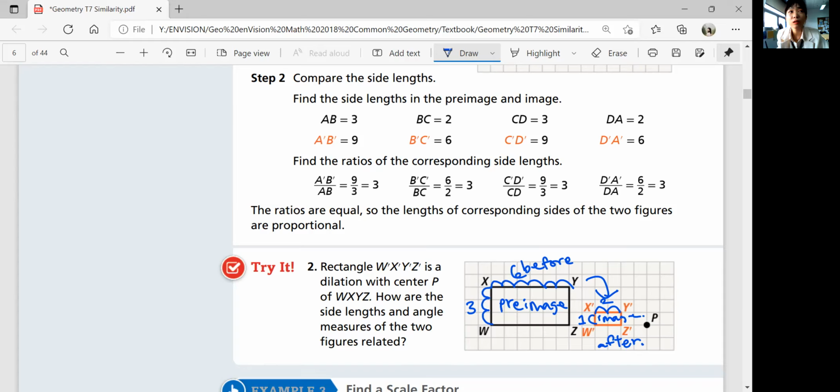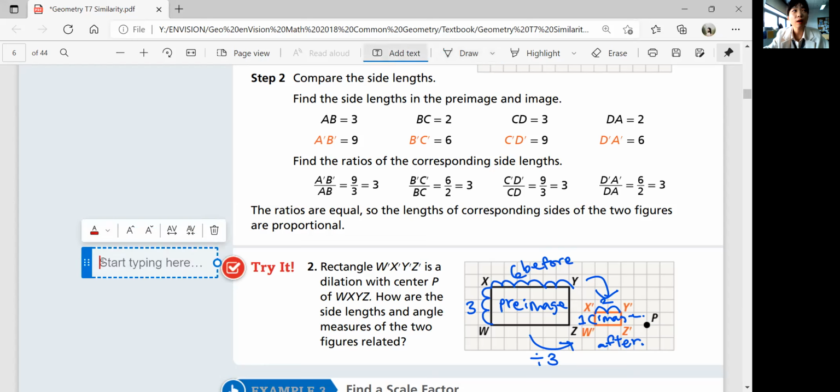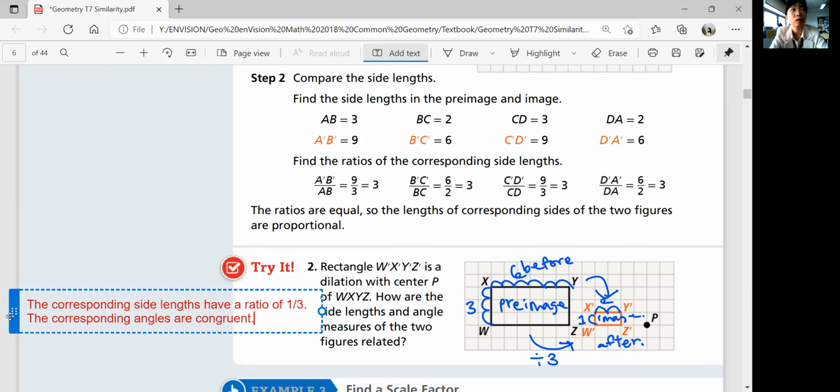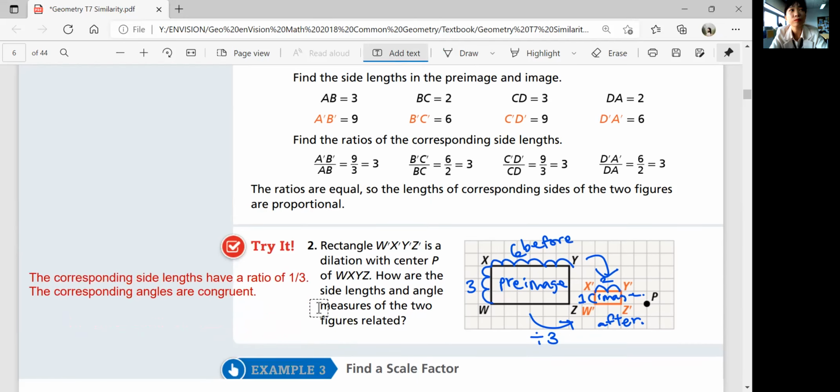So from 6 to 2 and 3 to 1, what happened? What is your scale factor? Are you multiplying by 3 or are you dividing by 3? You're dividing by 3. So what can you say? How are they related? The corresponding side lengths have a ratio of 1/3. Okay. And the corresponding angles are congruent. Okay.